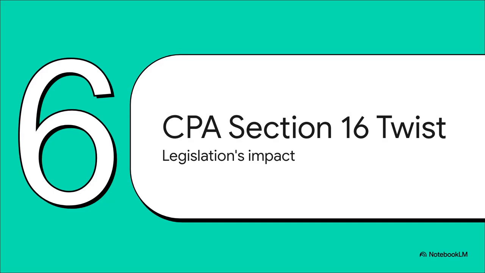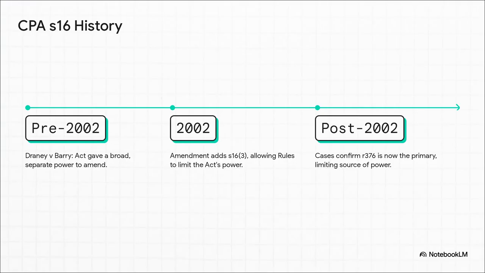Okay, last piece of the puzzle. You might be wondering, why is Rule 376 so strict? Why is it the be-all and end-all? The answer is in the legislative history, and specifically, Section 16 of the Civil Proceedings Act. This is actually a really cool bit of legal history. See, before 2002, this old case called Draney v. Berry said the court had this broad, general power to allow amendments, kind of separate from the rules.